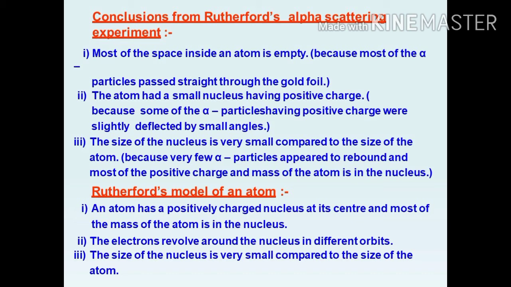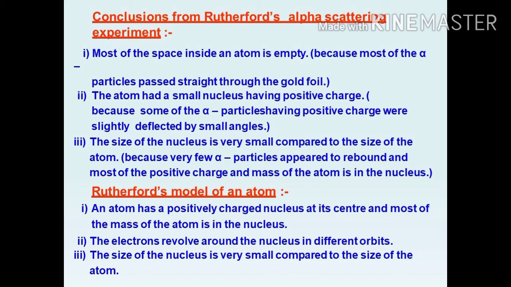From the data, he also calculated that the radius of the nucleus is about 10 raised to the power 5 times less than the radius of the atom. Here he found the nucleus size. The nucleus size is about 10 to the power 5 times less than the radius of an atom. On the basis of his experiment, Rutherford put forward the nuclear model of an atom, which had the following features.